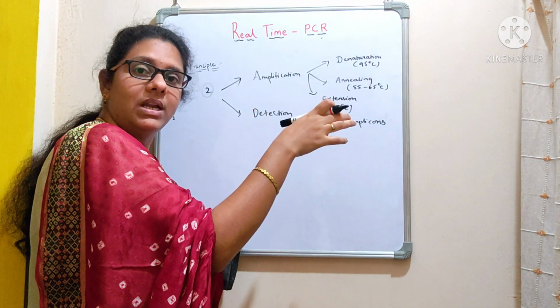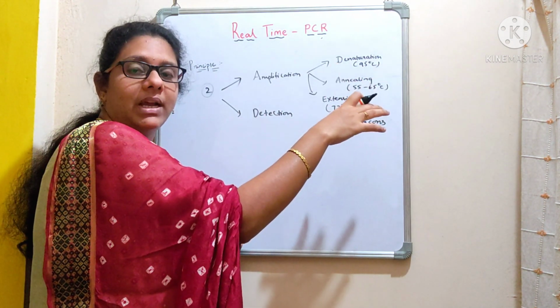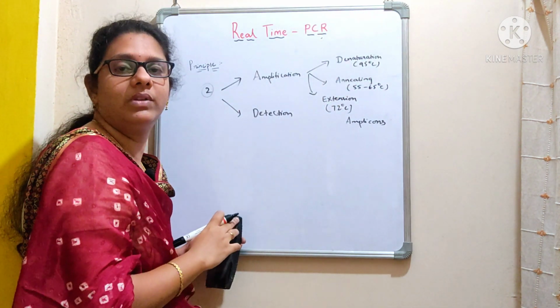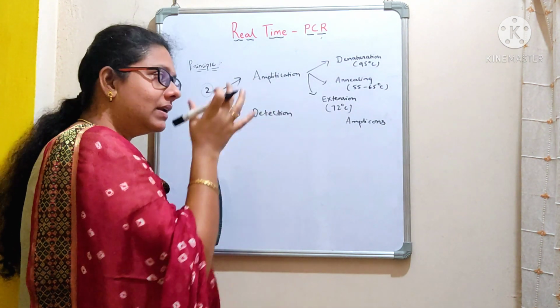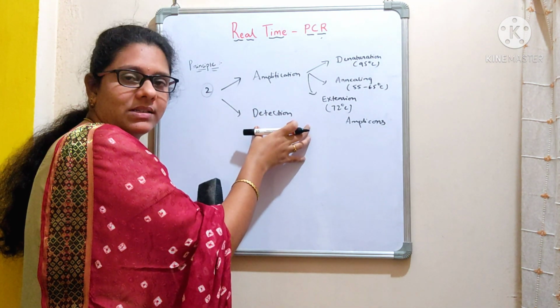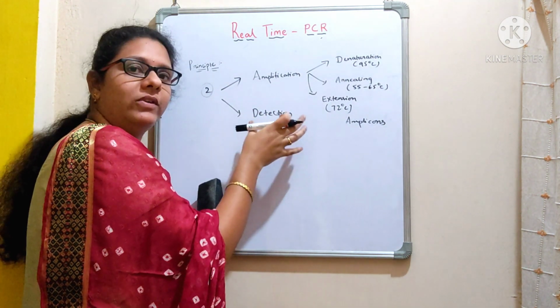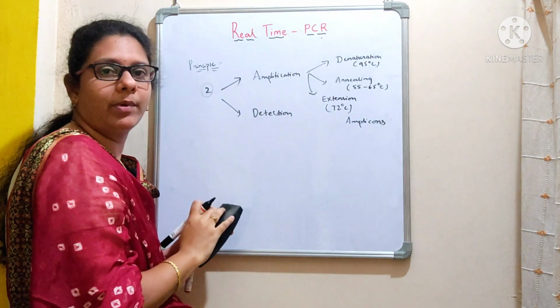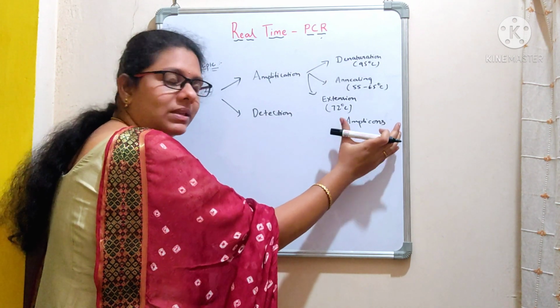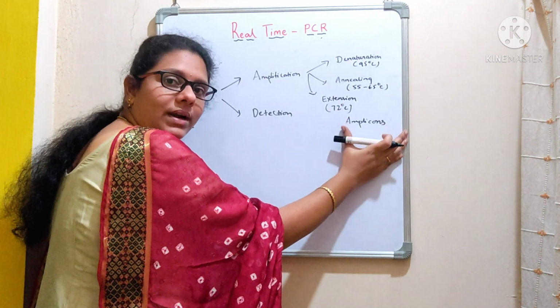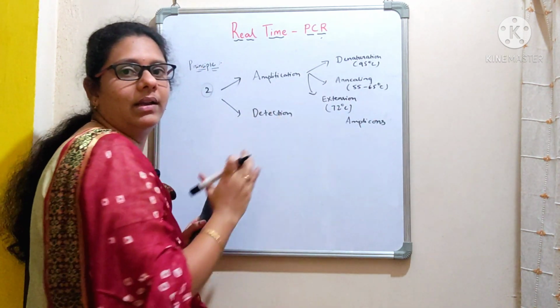So the newly formed DNA will again act as a template for the synthesis of a new strand of DNA. In this way the process will continue. And next comes the detection step. Here we are going to detect the PCR product. That means we are going to detect the amplicons. These are the genes that got amplified with each cycle.